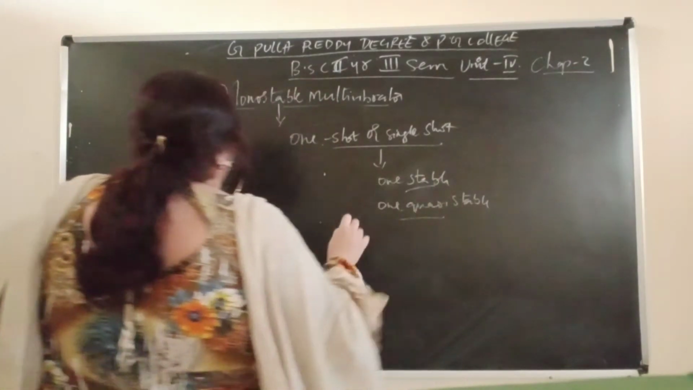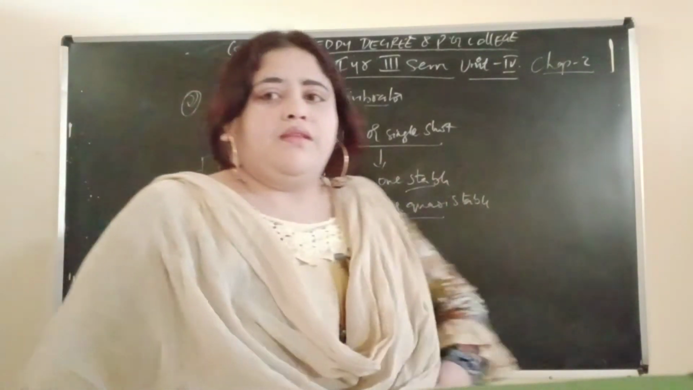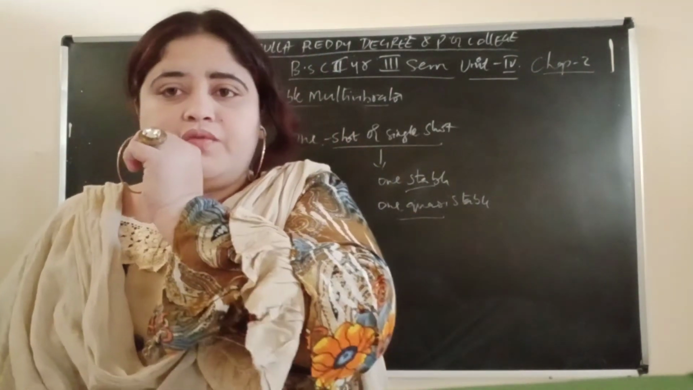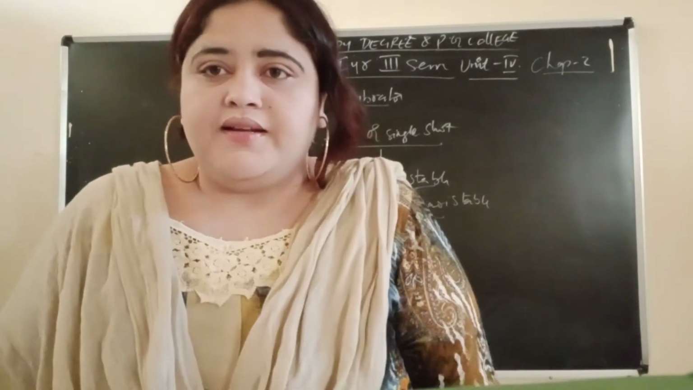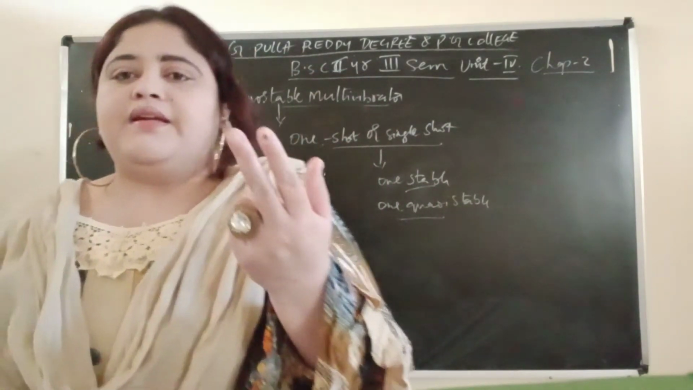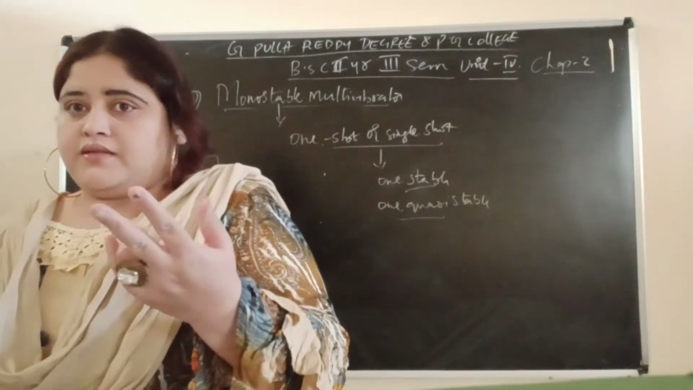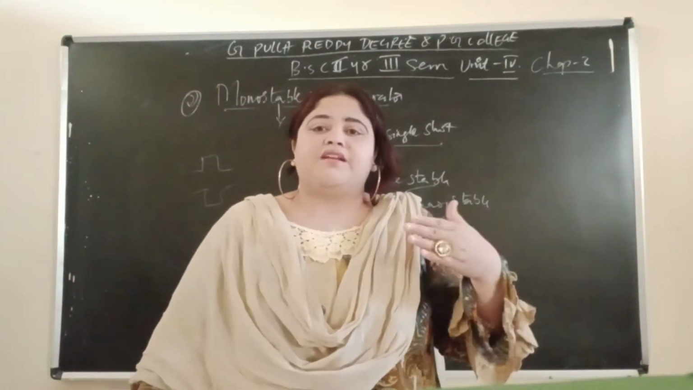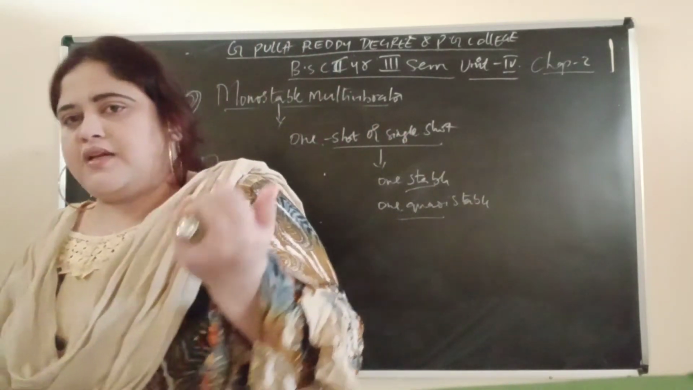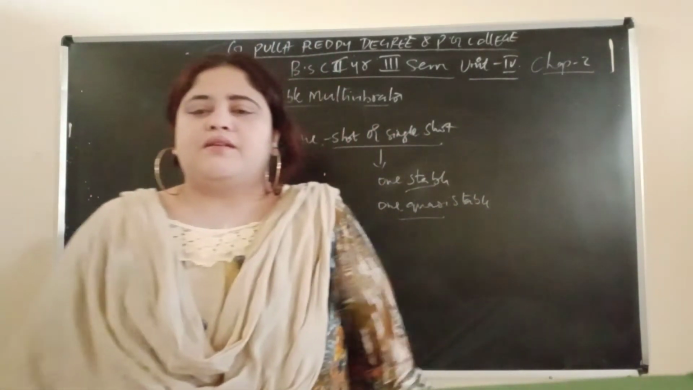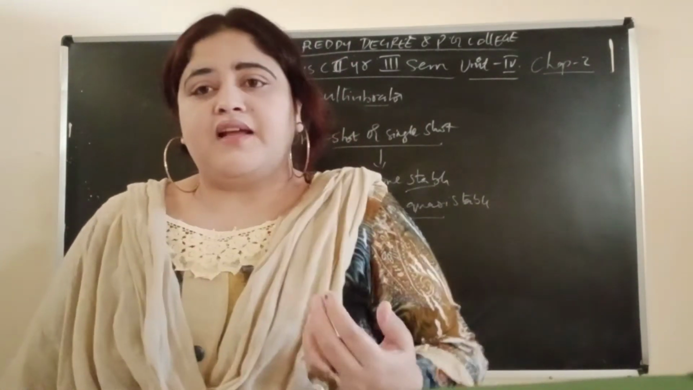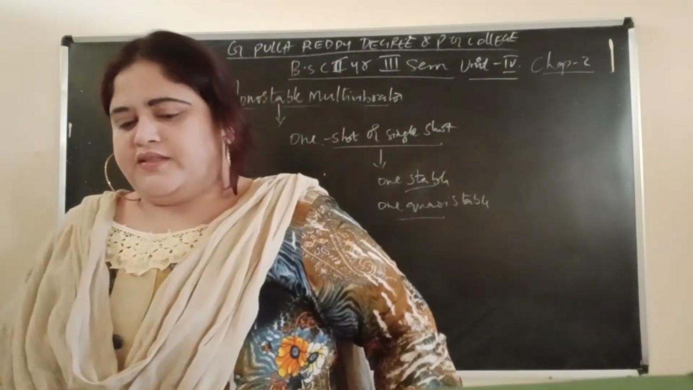This is the introduction of the monostable multivibrator. In the introduction we have studied that it is also known as one shot or single shot multivibrator. It has two states. It needs an external trigger pulse. One state is quasi-stable and one is stable. Since it needs a trigger pulse, one state is the stable state and one is the quasi-stable state.